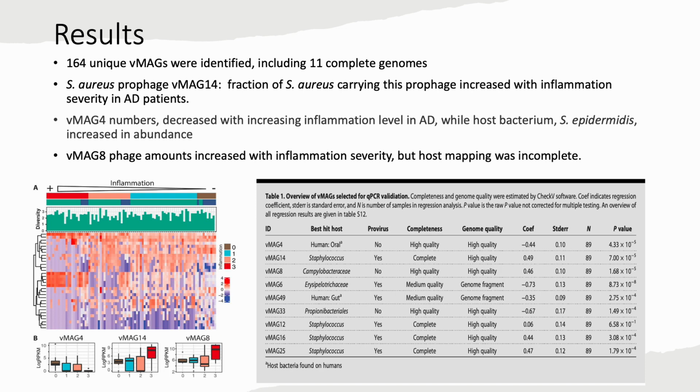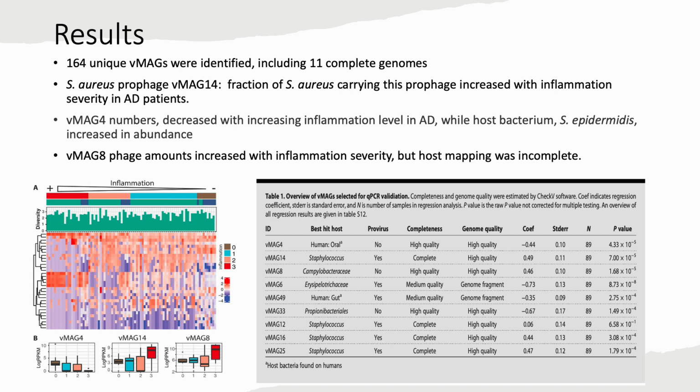In VMAC4, which was a phage found in S. epidermidis, the phage numbers decreased with increased inflammation in atopic dermatitis, while the actual bacteria, S. epidermidis, increased in abundance. VMAC8 was also found to increase with inflammatory severity, but the host mapping was incomplete, so they're not quite sure which host it comes from. The results did not correlate completely.